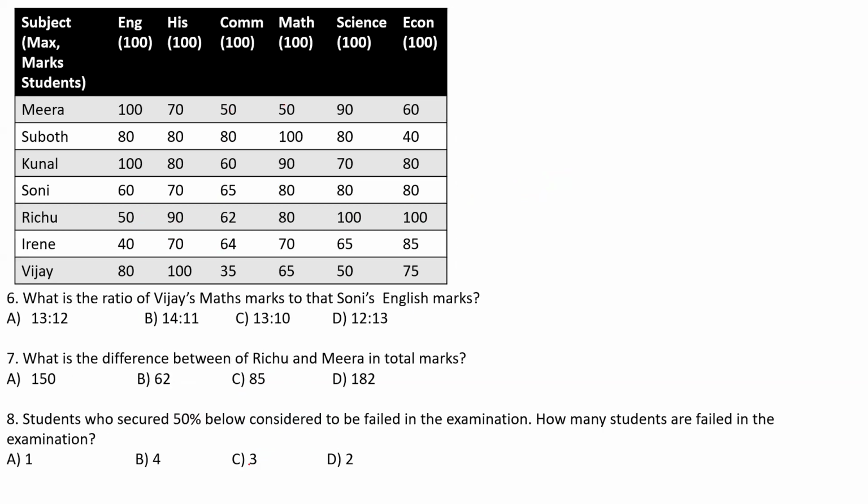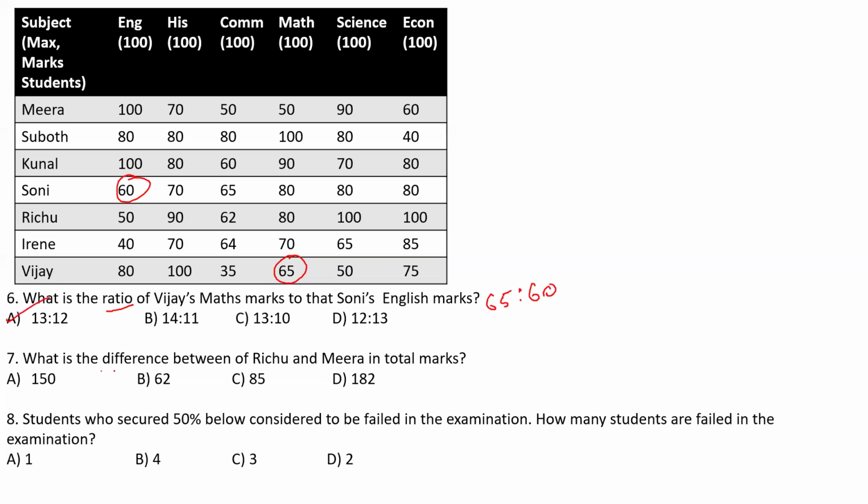Okay. Next one is, what is the ratio of Vijay's max mark to Sony's English mark? So this is a ratio question. Vijay's max mark is here, 65, to Sony's English mark, which is 60. Very easy. 65 is to 60. If we simplify, in the 5 table itself, how many times will it go? 13 is to 12.